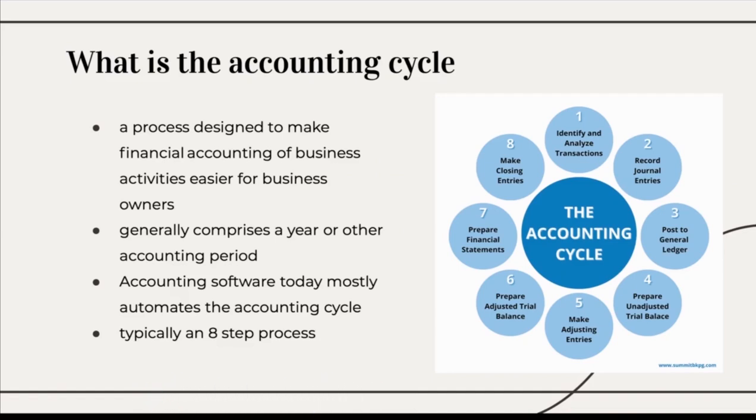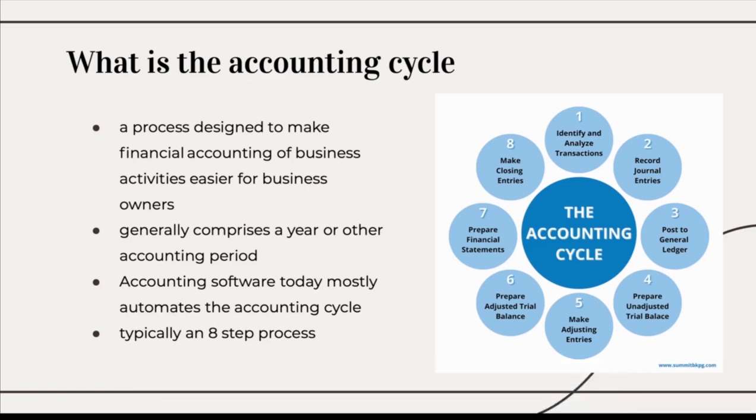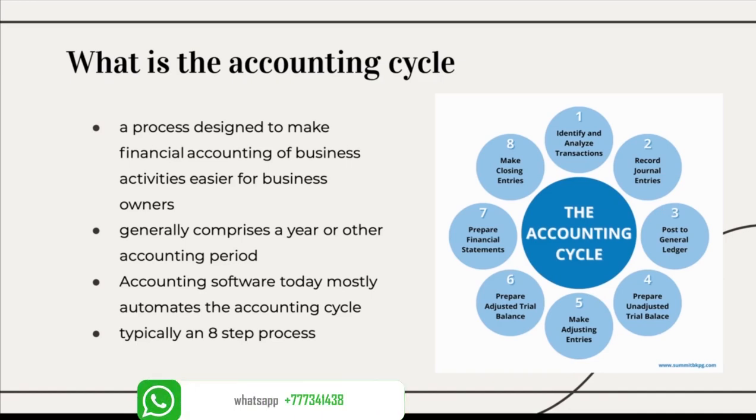The accounting cycle is a process designed to make financial accounting of activities easier for business owners and also accountants themselves. This cycle usually comprises a year or another accounting period. So this means that typically the start of the accounting cycle would take place in the beginning of a company's fiscal year, and the end of the cycle would take place at the end of the fiscal year. A fiscal year, for reference, is basically a 12-month period that companies use to report its finances.